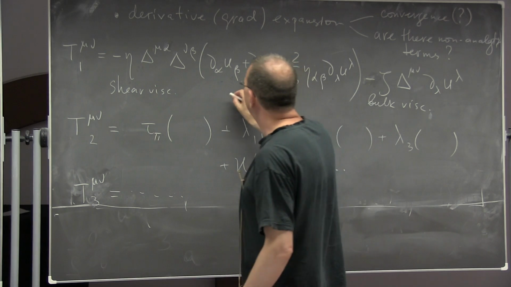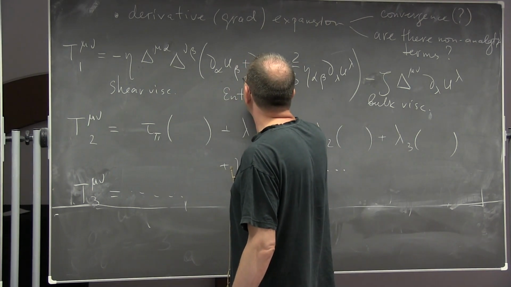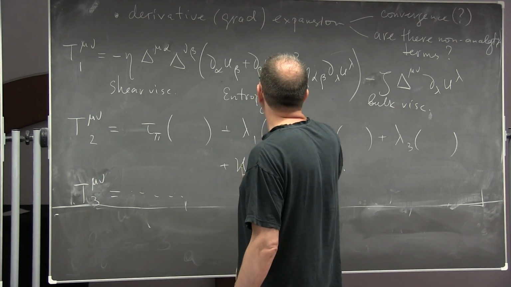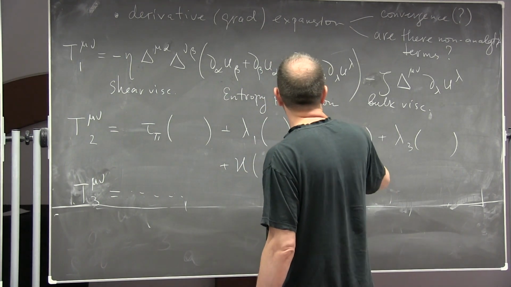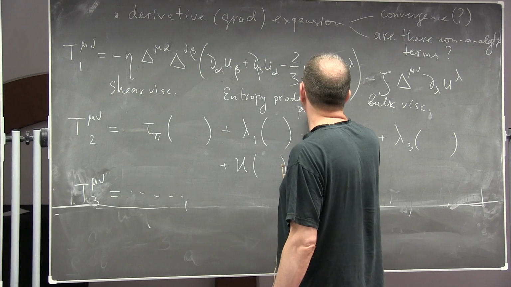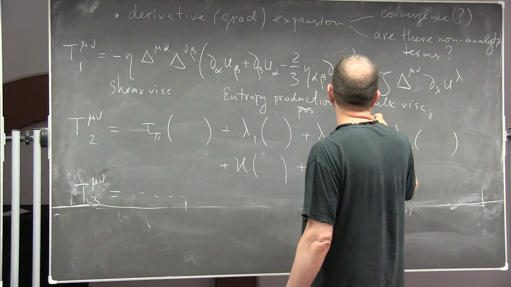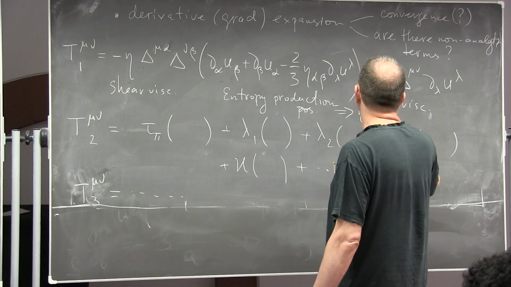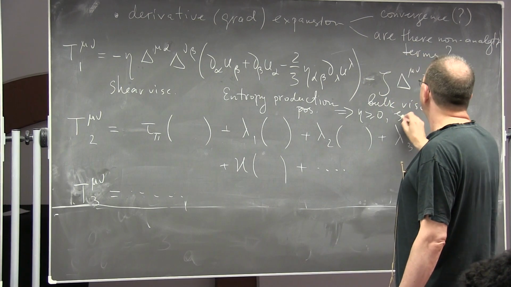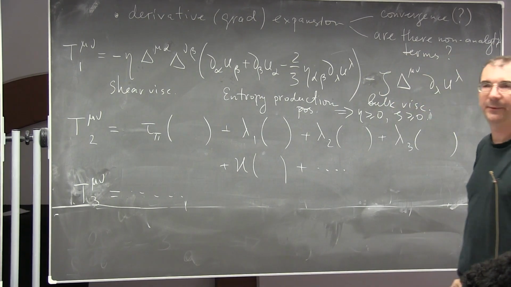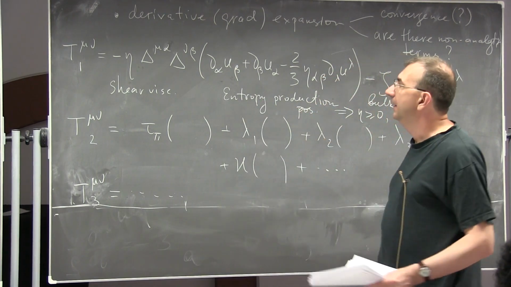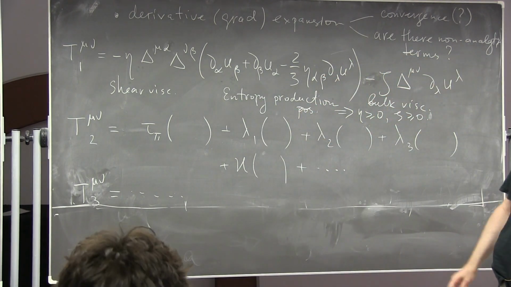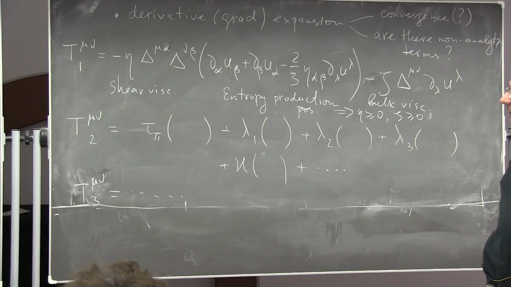So entropy production being positive leads to inequalities that eta must be greater or equal to 0 and zeta greater or equal to 0. Otherwise, the system is unstable, and we have this violation of the second law. It's one of the things to check.